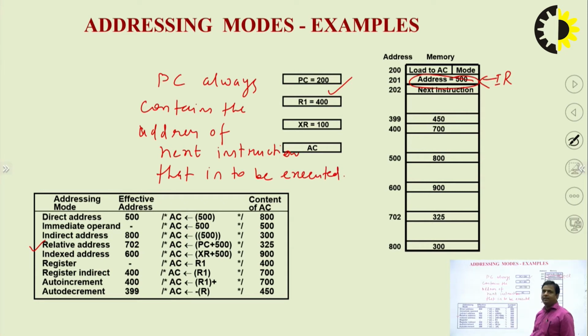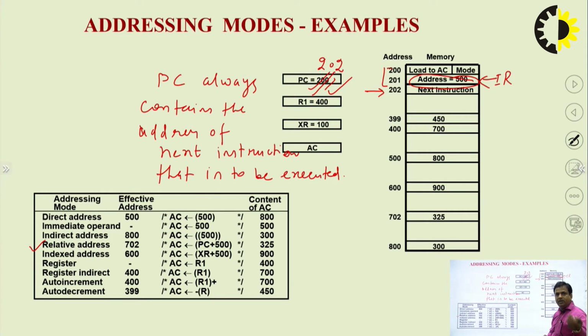So at this moment, this instruction has been fetched. Once the instruction has been fetched, the program counter is updated, because the program counter always contains the address of the next instruction that is to be executed. So what is the address of the next instruction? That is 202. That means at this moment, the value of the program counter has been updated to 202.